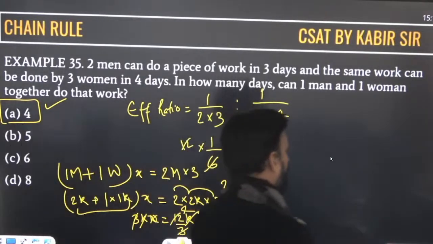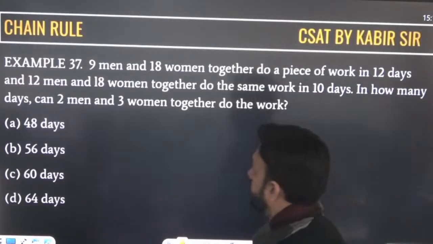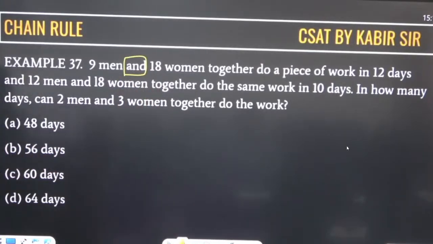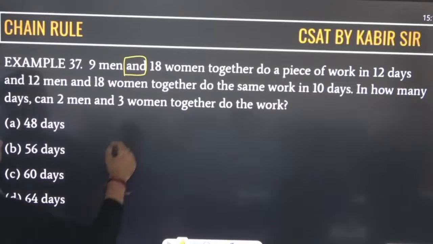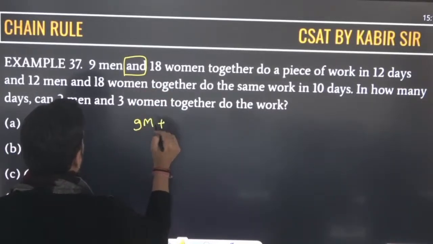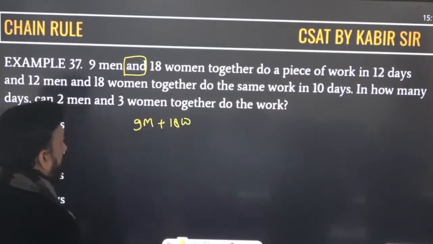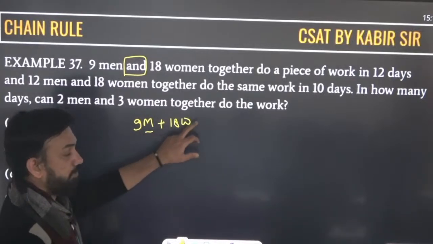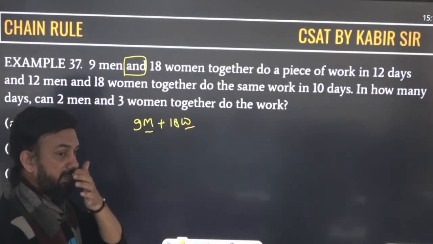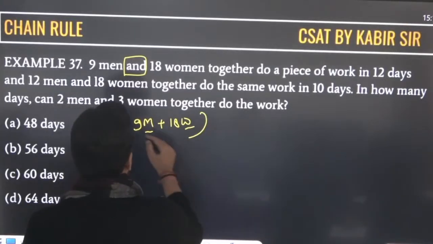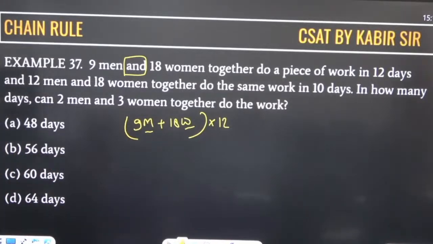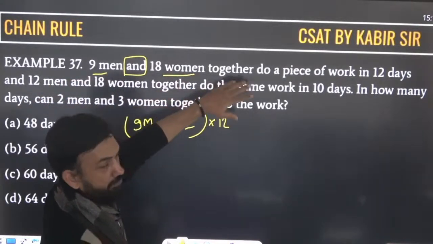Right? Now the next question. In this question, they are using and, right? Till now, we saw the question where or was used, right? But here, 9 men and 18 women together do a piece of work in 12 days. In this case, we will take the efficiency as M and W itself, right? You can assume anything, A or B. So 9 men and 18 women can do a work in 12 days.